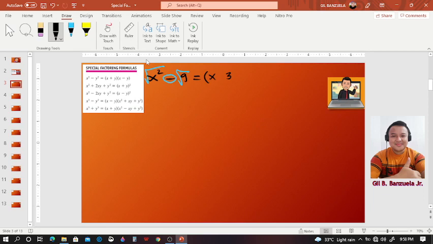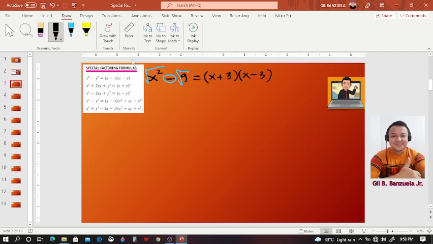Ayan. So, the square root of 9 is 3. The square root of x squared is x. Then, simply duplicate lang natin yung x and 3 with different sign, no? So, dapat alternate yung sign natin. It's either plus or minus or plus. It doesn't matter which comes first, no?